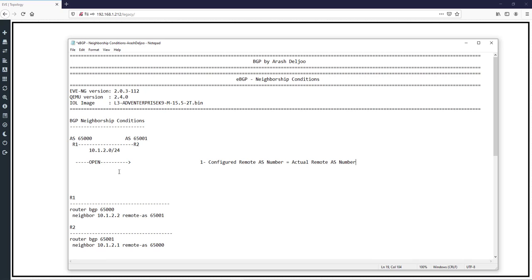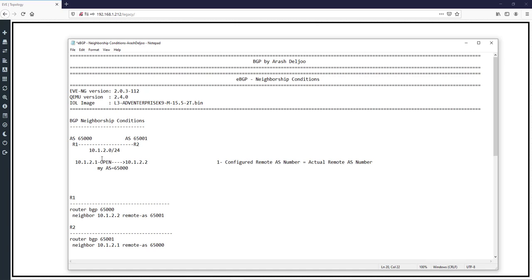Look at here. It's so easy. The open message was sent with the source IP of 10.1.2.1, that is the IP address of the outgoing interface of R1 to R2. And the destination is 10.1.2.2. Okay. In the open message, R1 sends its AS number. It says my AS is 65000.